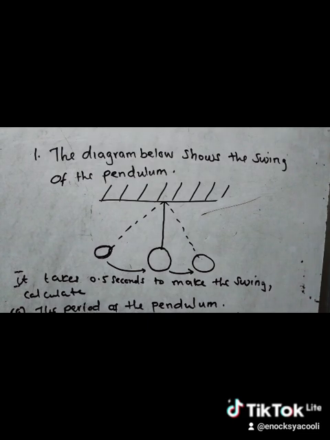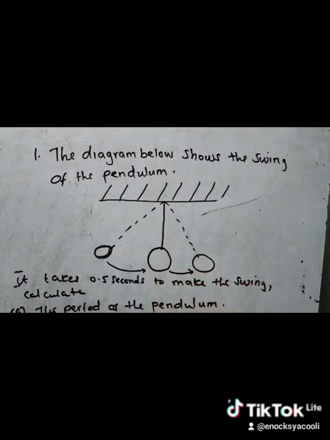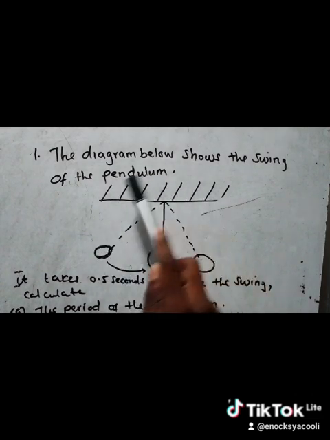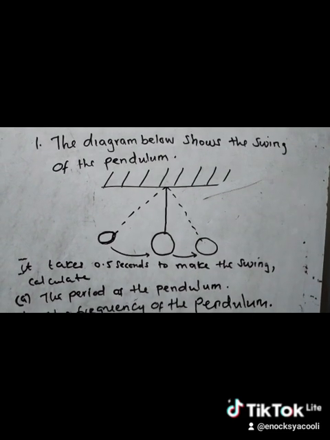Today's question is coming on measurements, specifically the pendulum. So let's try to revise this exam question which came in 2020. The question that we have says, the diagram below shows the swing of the pendulum. So this is the pendulum that we have here, and it says it takes 0.5 seconds to make the swing.